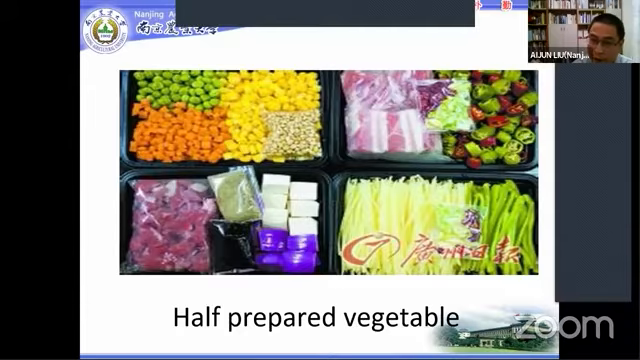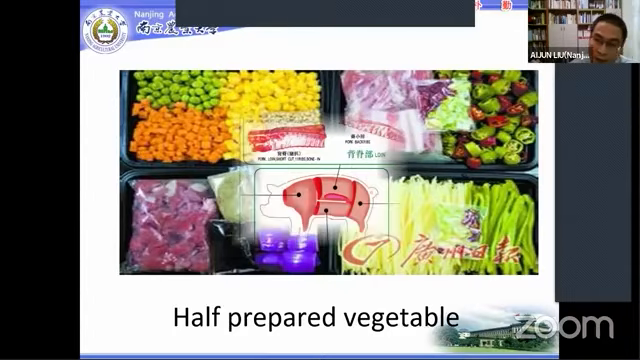So I think you have heard some news about fast delivery food in China nowadays, because income is better, right? People are looking for something different. So half-prepared vegetables in the supermarket are very popular nowadays. And this was interesting.